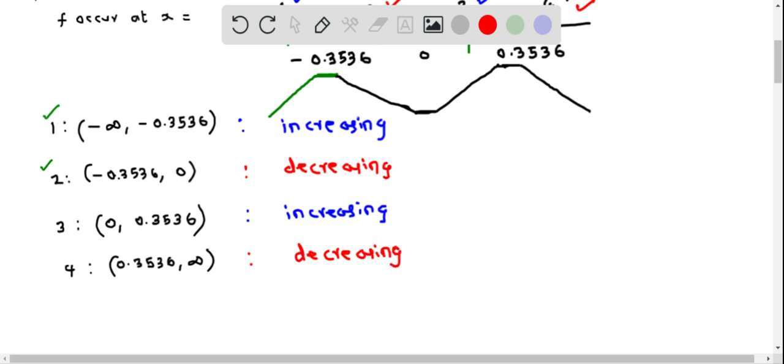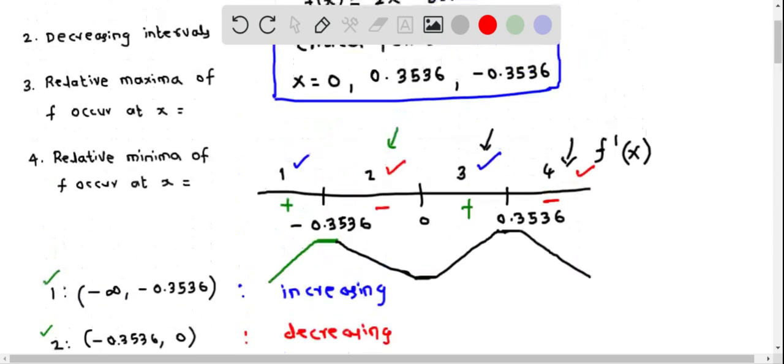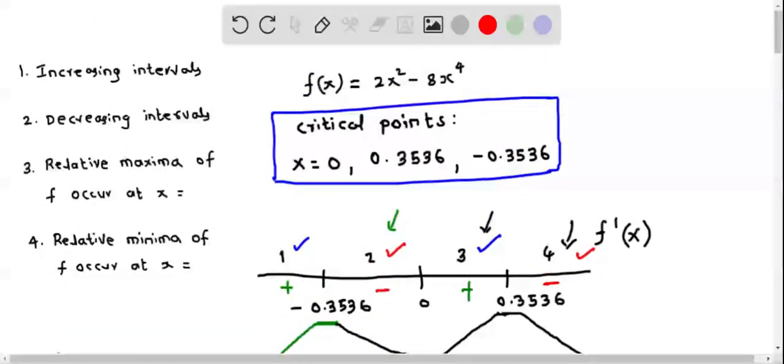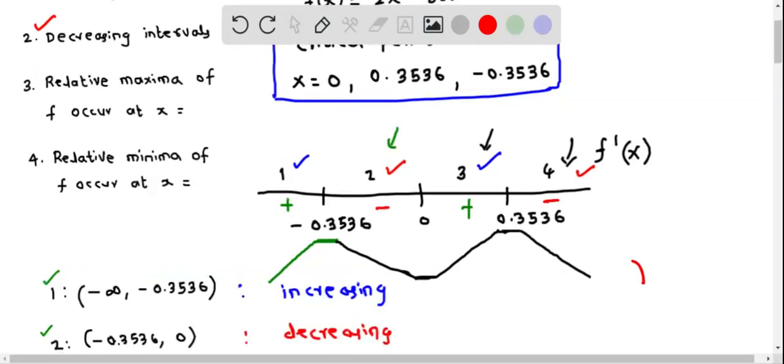So we have determined the increasing and decreasing intervals from the sign chart of the first derivative. This means we have answered these two questions, and we will also determine the relative maxima and minima. We can utilize the sign chart to answer these as well. This is the place where we can easily identify whether it is a relative maxima or minima. Clearly, this is a maximum point. The function increases, reaches a maximum value, and then decreases. So this point, negative 0.3536, is a relative maxima of the function.